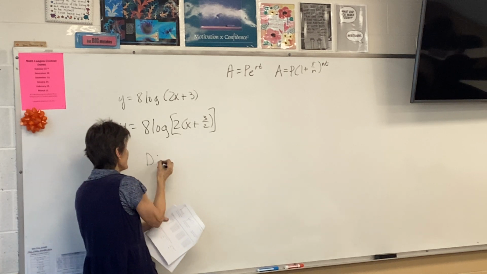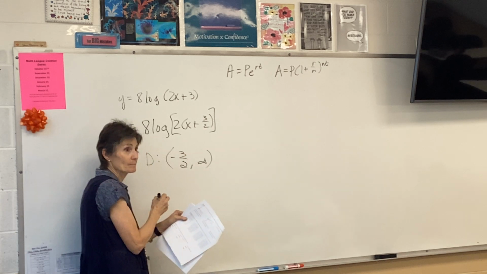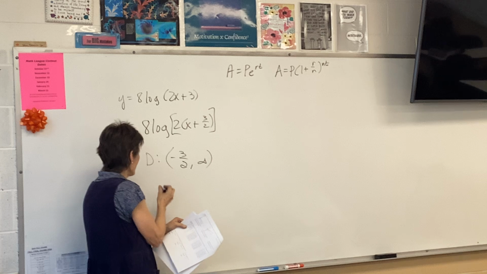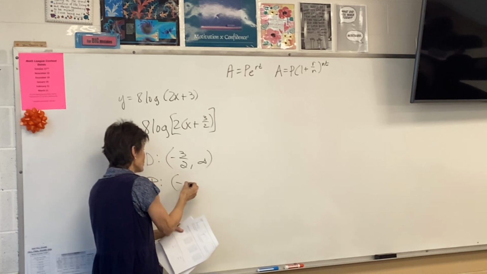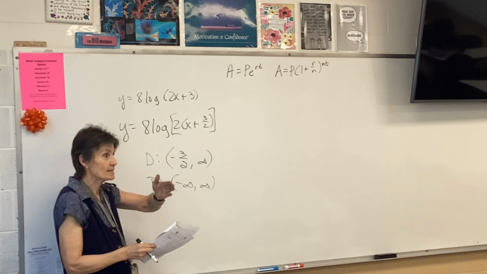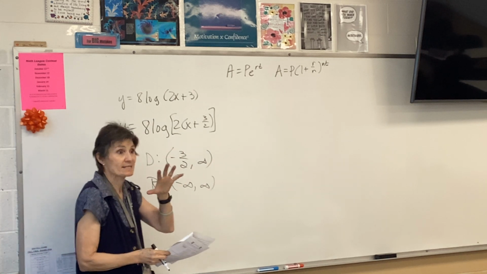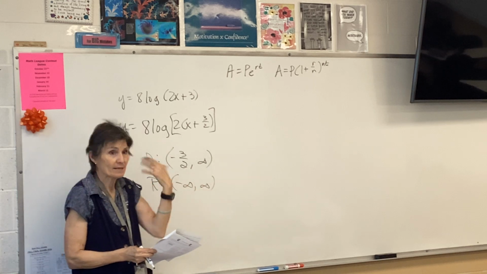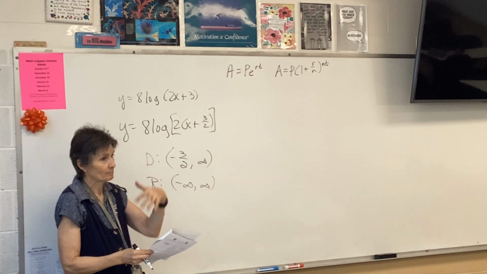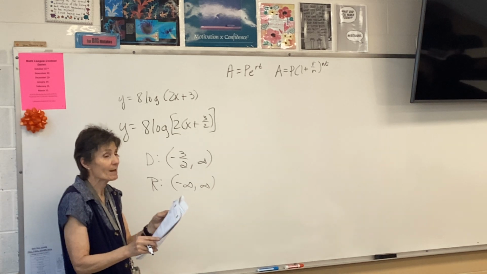So my domain is now negative 3 halves to infinity. And my range hasn't changed. Even though the y values, if I had a T-chart, the y values would be times by 8, so it would be a lot steeper. That doesn't change the range. The range is still negative infinity to infinity. Does that make sense to you?